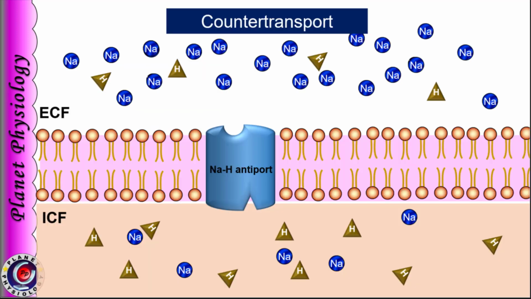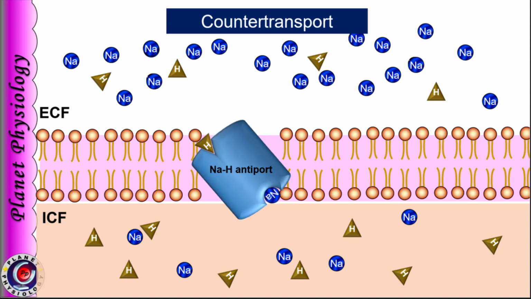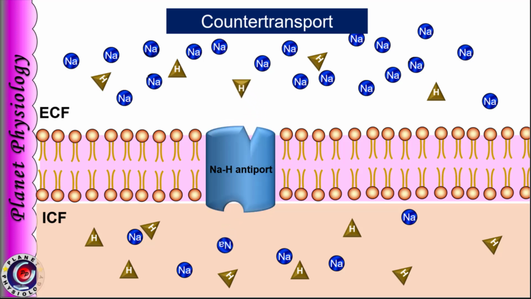Let's understand with the help of animation. So, sodium and hydrogen bind to their respective binding sites on the carrier protein. The carrier undergoes a conformational change and moves the sodium into the cell and hydrogen out of the cell.